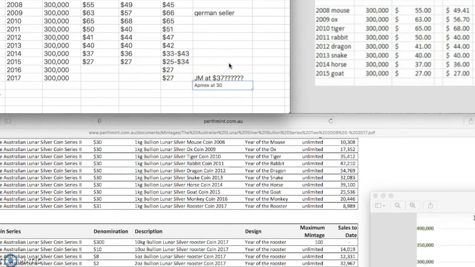Spot had gone as low as $15 in prior years, but it was not hard to get Lunars under $30 back in the old days, maybe even down to $25, maybe even less. So it seems like premiums are increasing on the initial release. Correct me if I'm wrong, some of you that have bought more of these currently, please chime in. But I was very surprised to see $30 roosters at Apmex and $37 roosters at JM Bullion.